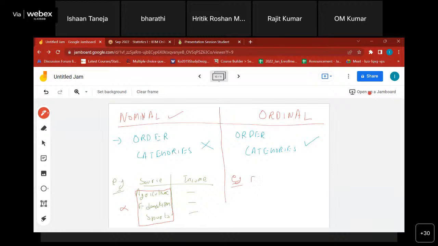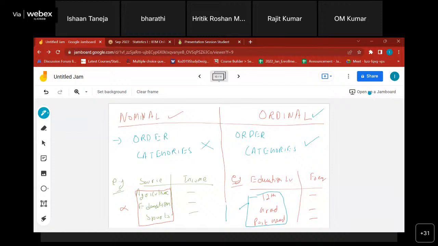Education level, let's say, the number of people with that education level. So I can have education level 12th, I can have graduation, I can have post grad, and some frequencies over there. So can I order these categories? Can I say that graduation is greater than class 12th, or post graduation is greater than graduation? Can I order it? Yes. So if we can order these categories, it's ordinal.